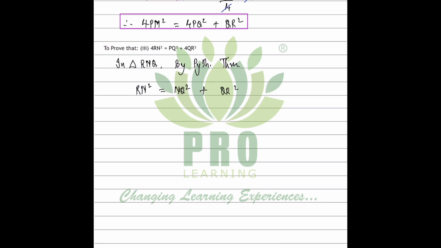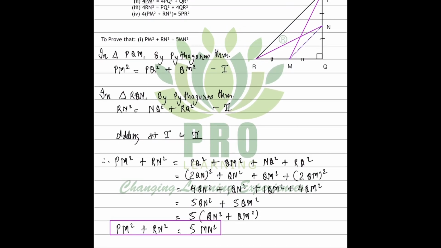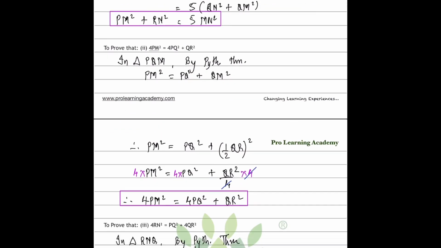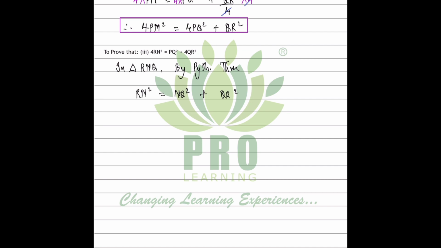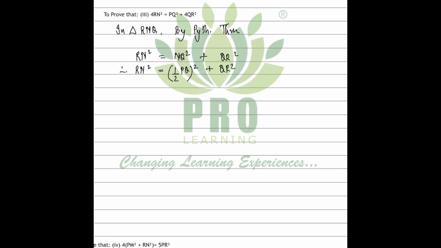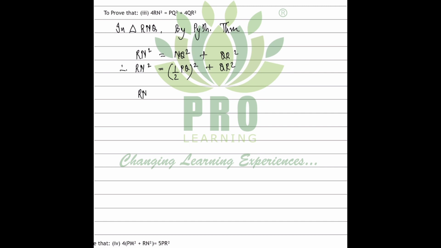So we naturally don't want the NQ. If you look at the triangle, NQ can be written as half of PQ. So we'll do the replacement of half of PQ because N was a midpoint. So we get, therefore RN square is equal to NQ is half of PQ the whole square plus QR square. So this would become RN square is PQ square over 4 plus QR square.